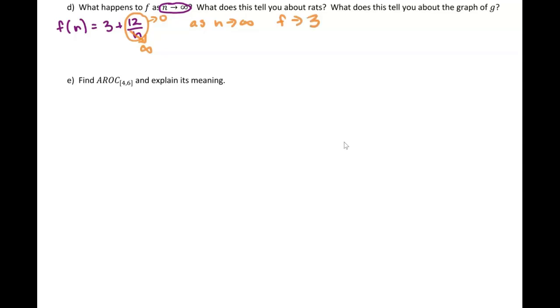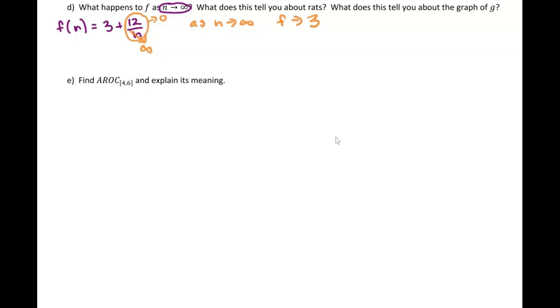So I'm actually going to answer these in backwards order. What does it tell us about the graph? If you're looking back up at your graph, that is your horizontal asymptote. That's what horizontal asymptotes are. They're a global behavior. They're what happens to your function as your input gets really, really big positive or really, really big negative. In terms of rats, n is the number of trials. So as the number of trials gets infinitely large, the time, which is what our output represents, the time to complete the maze is basically leveling off at 3. So it's decreasing down to 3 minutes and leveling off there.